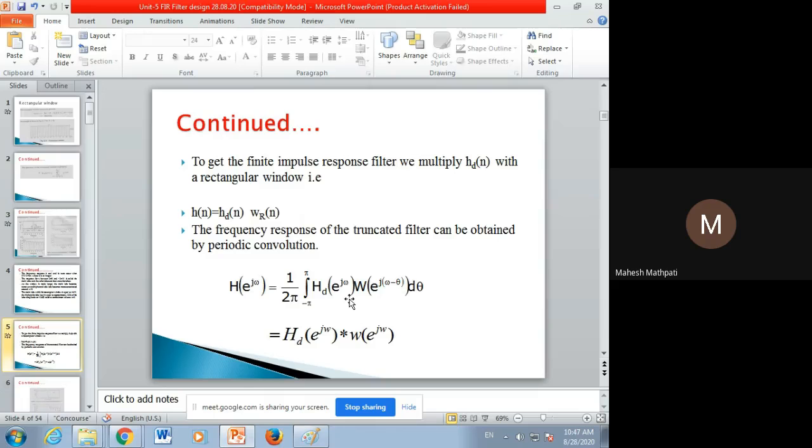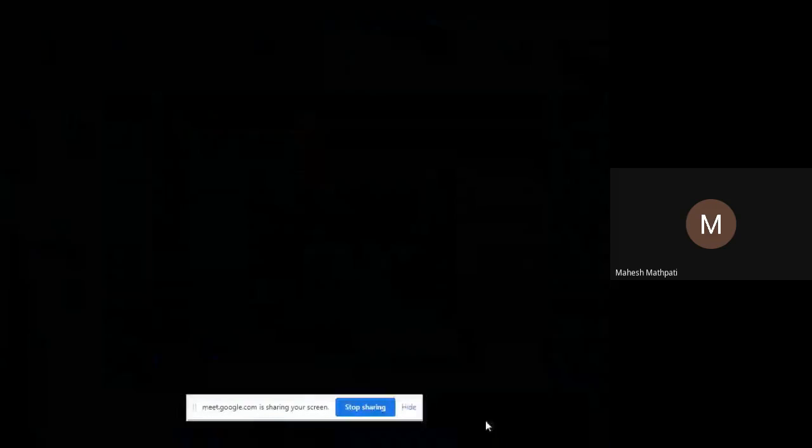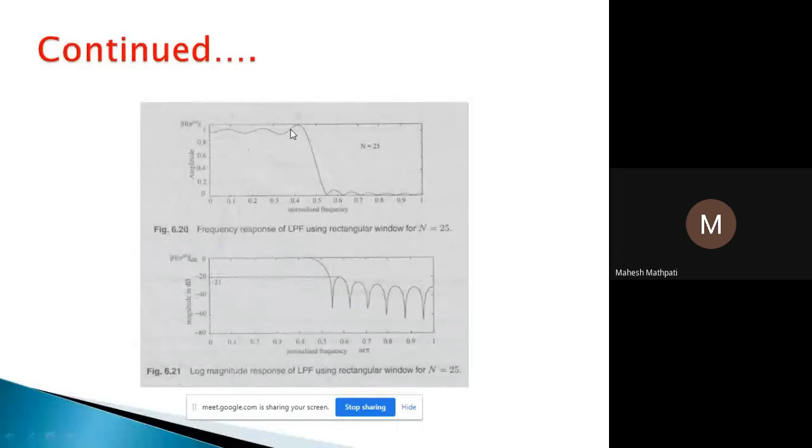As I already told you, if you take a convolution of the response of the filter and the window, that is Hd of e^jω convolved with W of e^jω, then we will get this kind of frequency response, right? So this is the frequency response of a low pass filter, and this is the magnitude frequency response of the low pass filter.